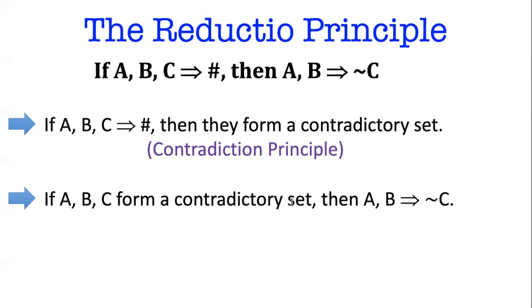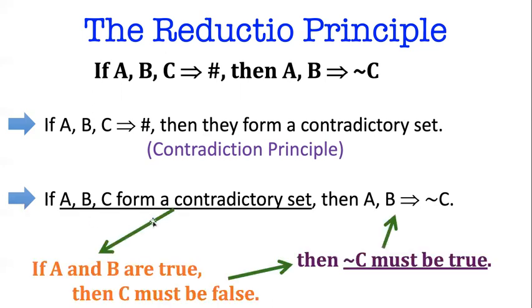Now, look at the next step. Let's say they are a contradictory set. If that's the case, then A and B must entail the negation of C. Now, why is that? Let me go through an explanation about why that has to be the case. Because first consider this part.